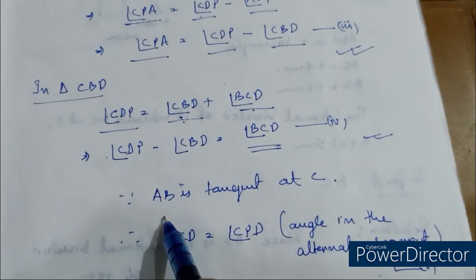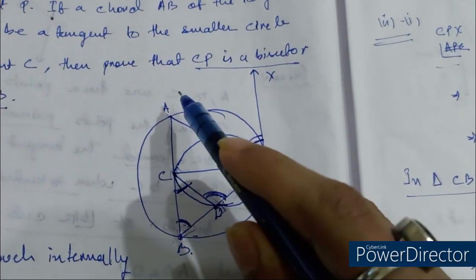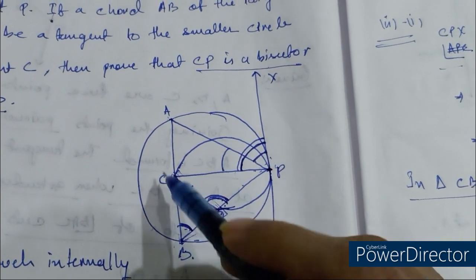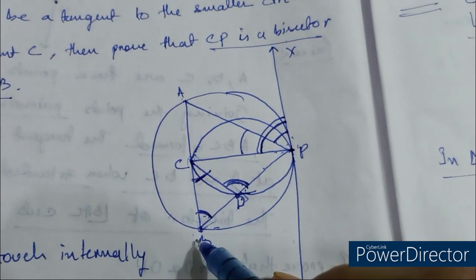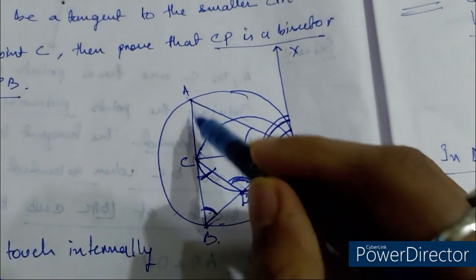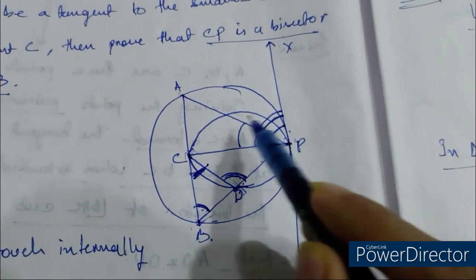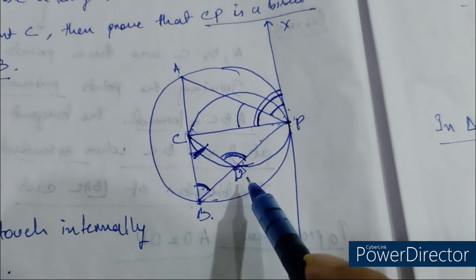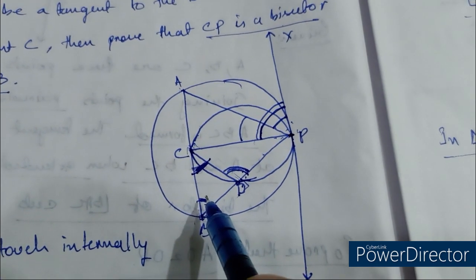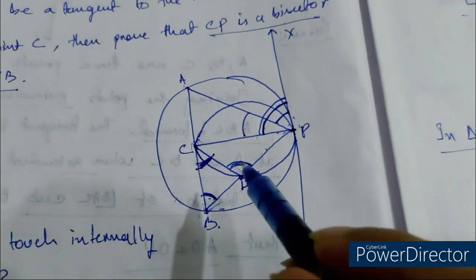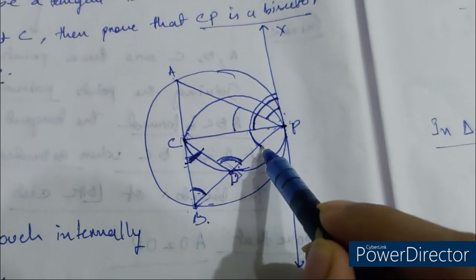Next, you see, since AB is the tangent at C, drawn to this small circle, and CD is the chord, this angle will be equal to the angle in the alternate segment, okay, this angle in the alternate segment.